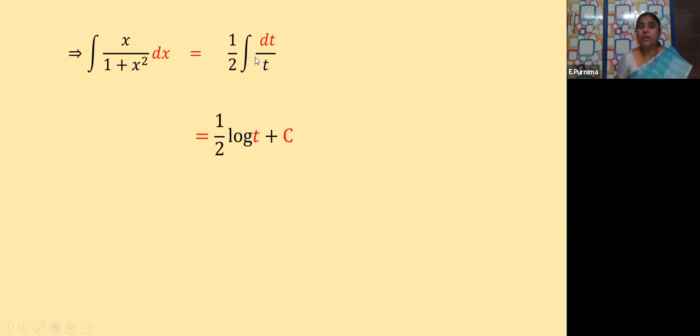As I said, what is the integral of 1 by t? Integral of 1 by x we learned, that is nothing but log x. Here the variable is t, so we get the term in terms of t. That is nothing but log t. Half into log t plus c. Clear? Now how did you get this? Since integral 1 by x dx is equal to log mod x plus c, where x is not equal to 0. Clear, children?